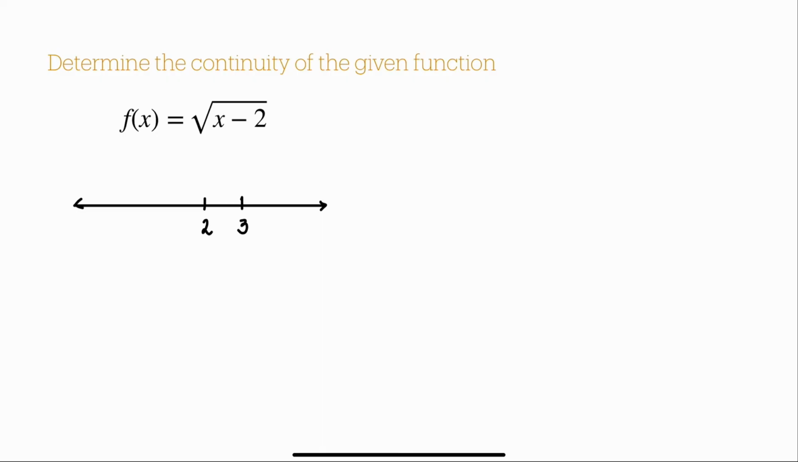Therefore, we can say that the function will only be continuous for all values of x that are greater than, this time, or equal to 2. Because 2 is not going to make this radicand imaginary. It would just make it 0. So instead of using a parenthesis, we use a bracket because 2 is included. That's a dot. So when we write the interval notation, we use a bracket.